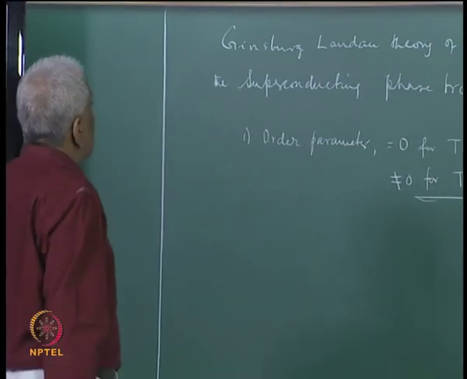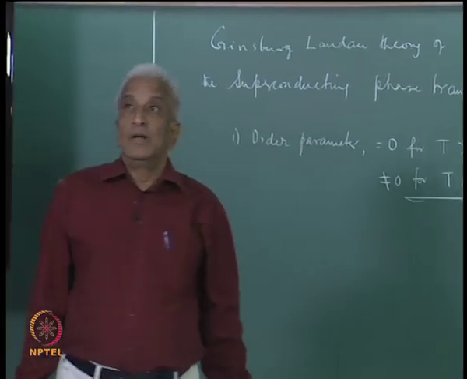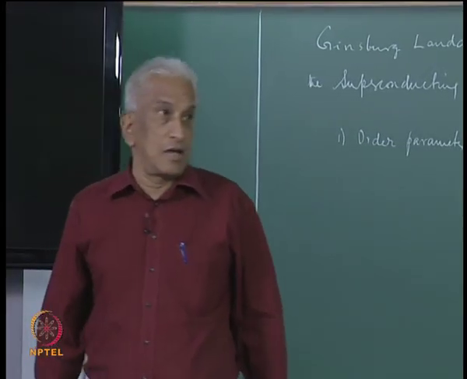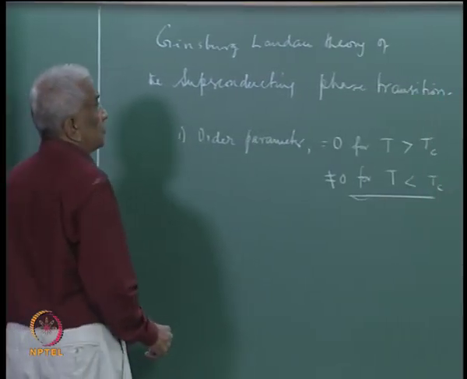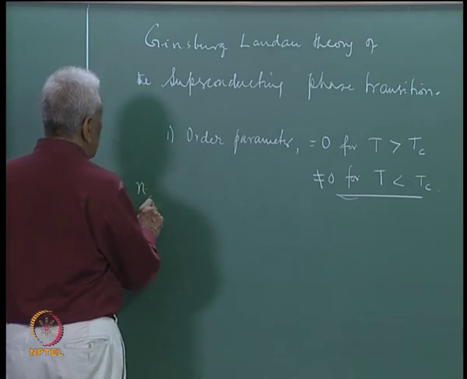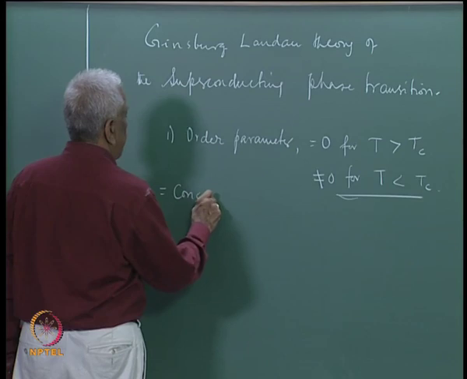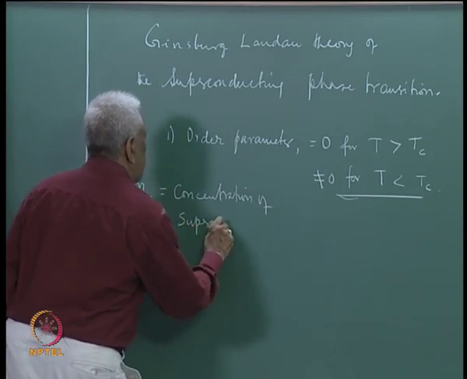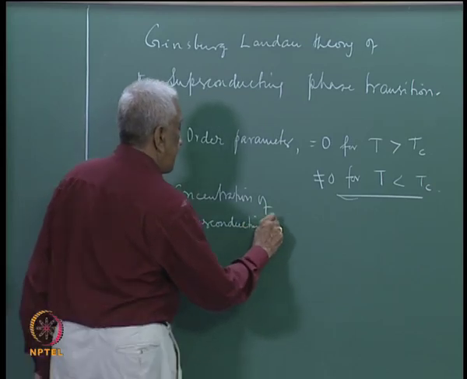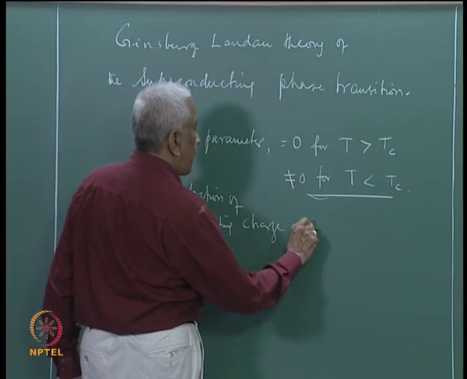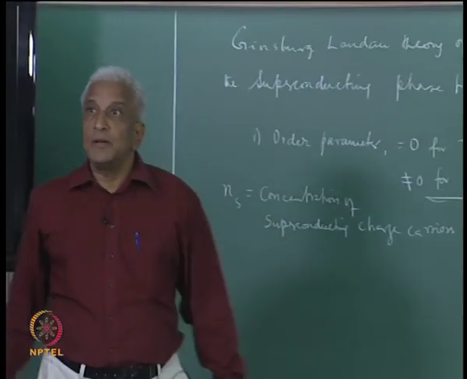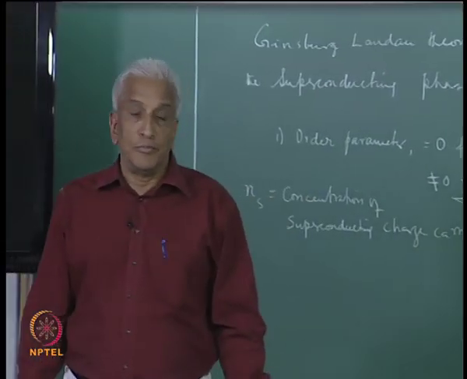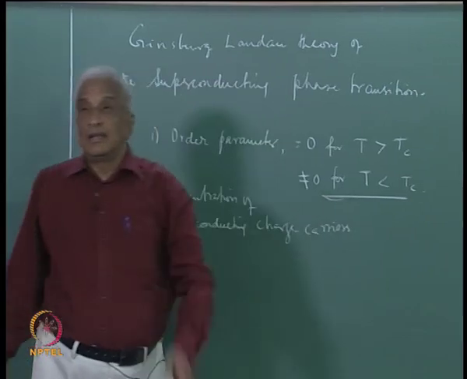We explained last time that the spontaneous magnetization in a ferromagnet can serve as an order parameter. Similarly, the spontaneous polarization in a ferroelectric, or in the case of the superconducting state, the concentration of superconducting current carriers, the charge carriers, can serve as an order parameter, because there are no superconducting charge carriers and the concentration is 0 for temperatures above the superconducting transition temperature, and it is non-zero for temperatures below the transition temperature.